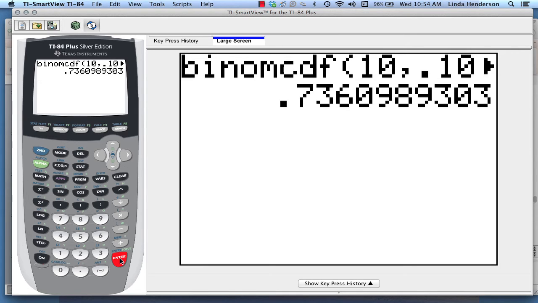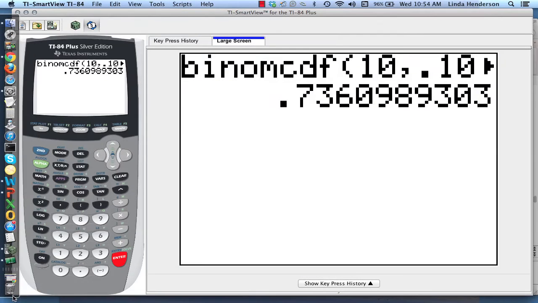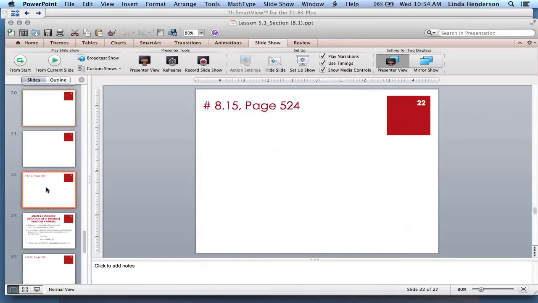All right, so we'll look at another example together. This is the next one we're going to look at. It's number 8.15. It's on page 524. Guessing on a multiple choice quiz. There you go. So suppose that Erin guesses on each question of a multiple choice question. Now we're only doing part A, just so you know.